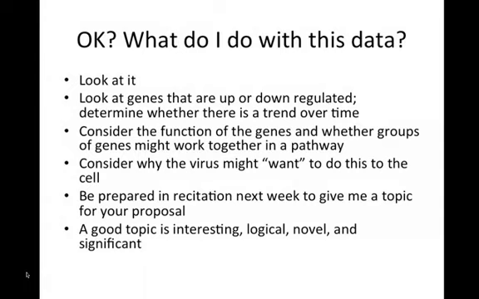So that's very interesting. Be prepared in recitation next week to give me a topic for your proposal. That means find a time to meet with your group this week and divvy up who's going to look at what. It's something like 70 genes. You don't need to look at them all. You only need to look at the ones that are significantly up or down regulated.